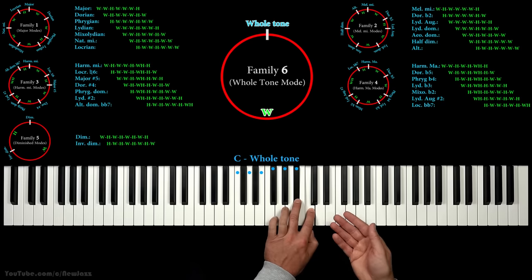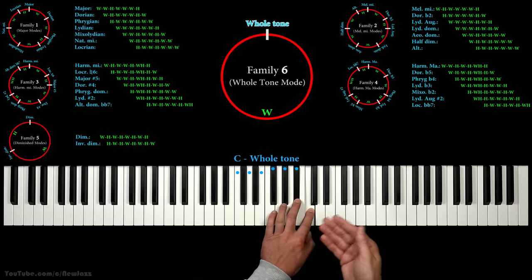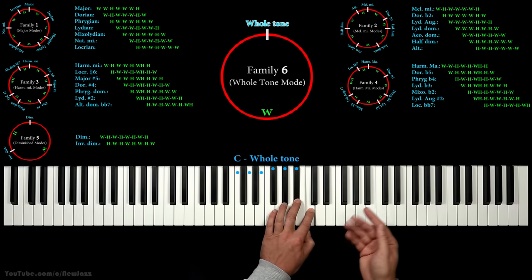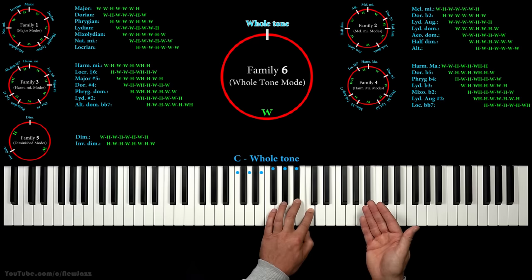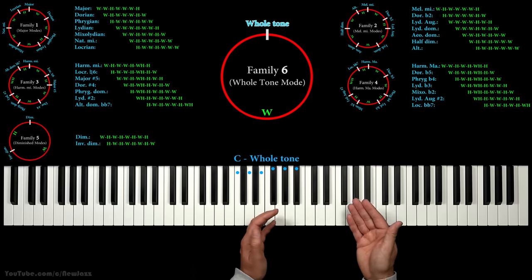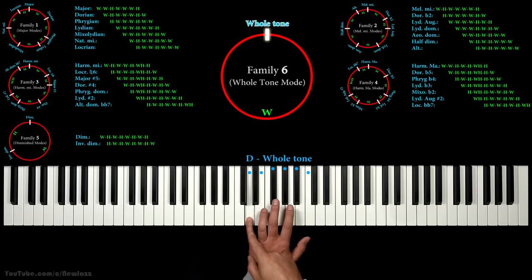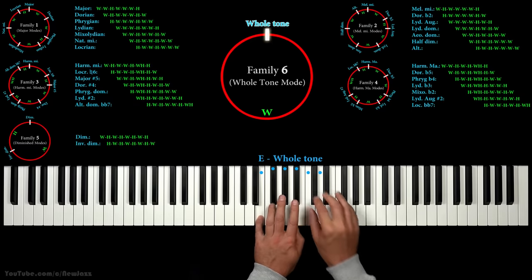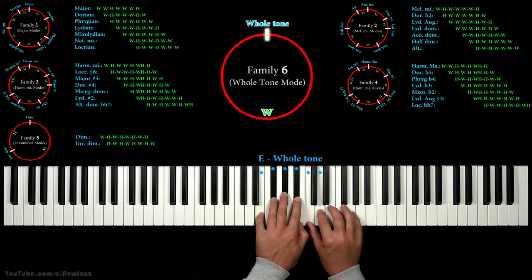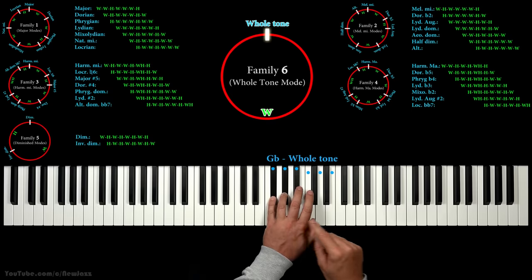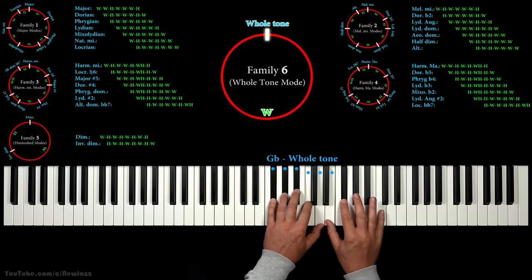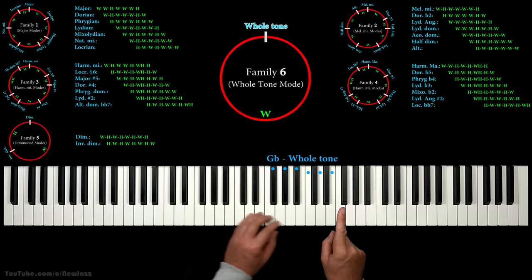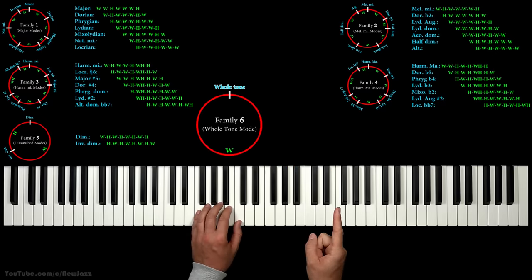Only whole steps. So we got the same interval pattern, the same scale, the whole tone scale, no matter the degree. Look, this is a whole tone scale. This is also a whole tone scale. And this is a whole tone scale, and so on. So, family 6 has only one member. Let's write this down.